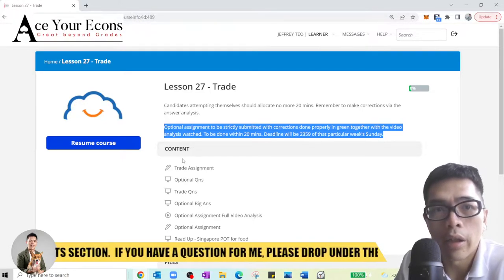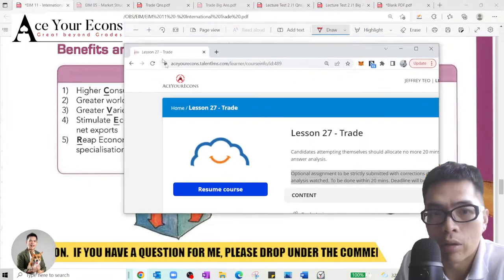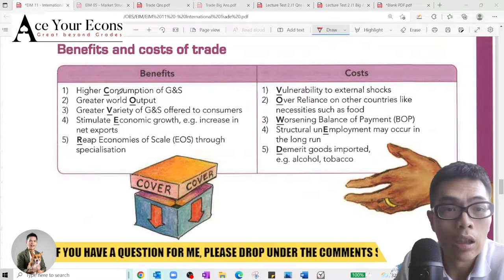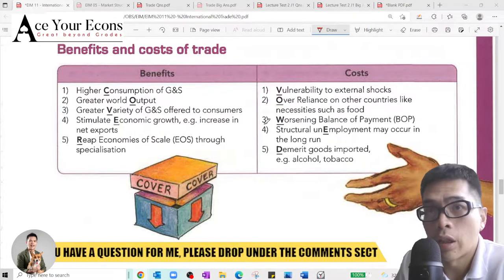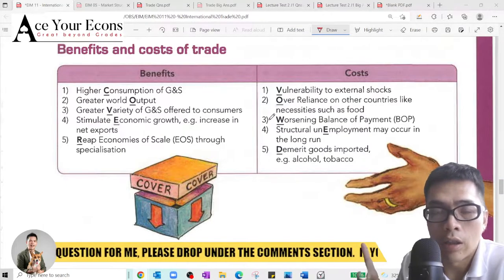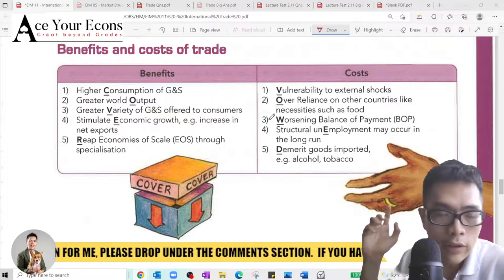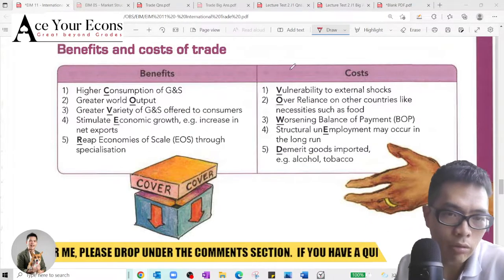Okay, so the optional assignment is a practice question based on what we are going to cover in this particular slide, on benefits and costs of trade, clear? Make sure you follow the instructions clearly in the lesson folder on how to submit the optional assignment. If not, I'll grade zero and I'll return you an empty script.